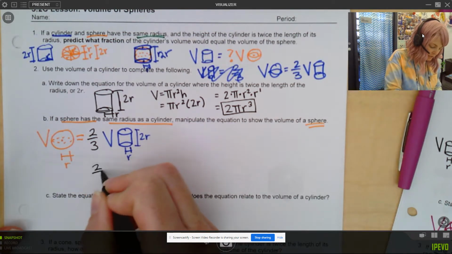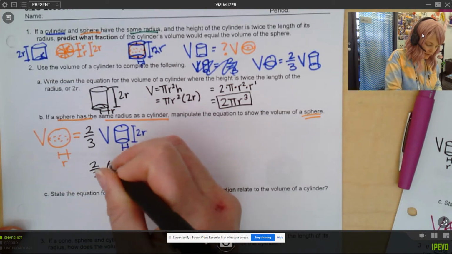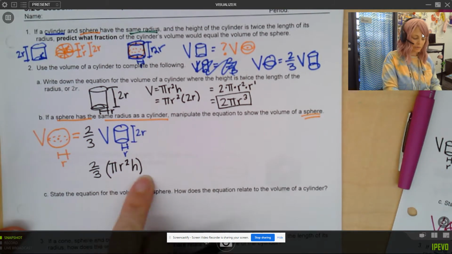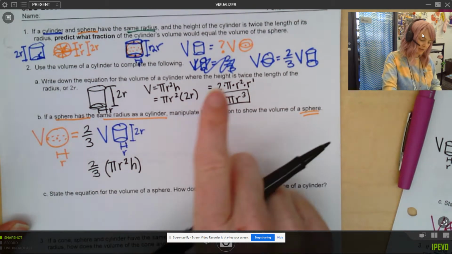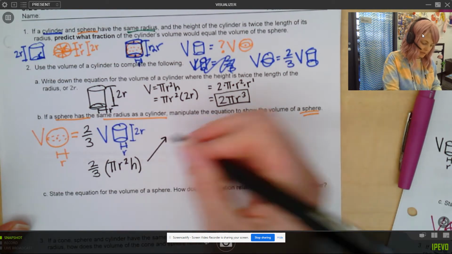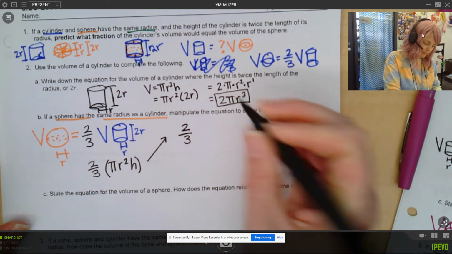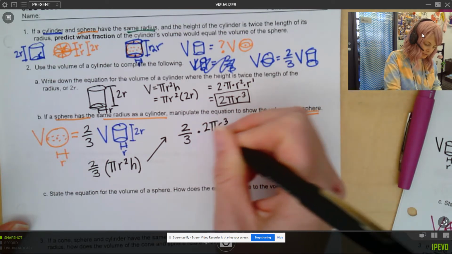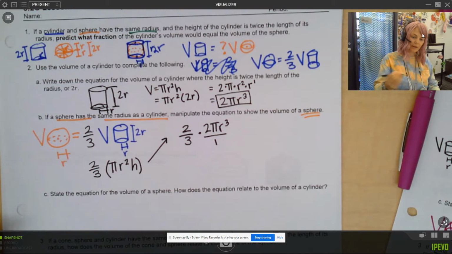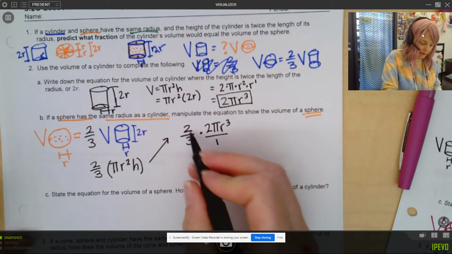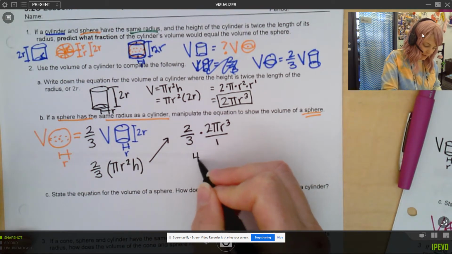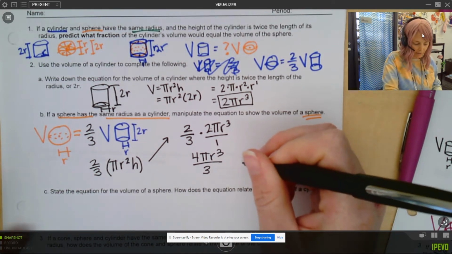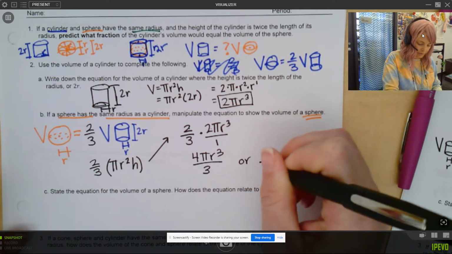Well, this is going to be 2/3 pi r squared h, where we know pi r squared h simplifies to be 2 pi r cubed. So up here we're going to have 2/3 times 2 pi r cubed. Okay, so let's simplify this. Multiply across with the fractions. 2 times 2 is 4. So we're going to have 4 pi r cubed all over 3, which we can write as 4/3 pi r cubed.